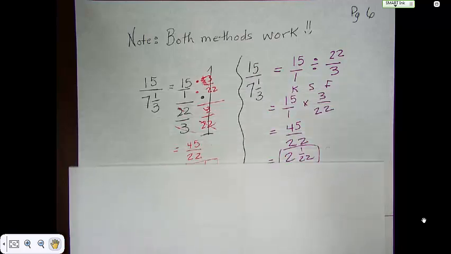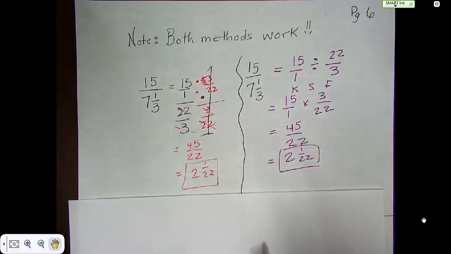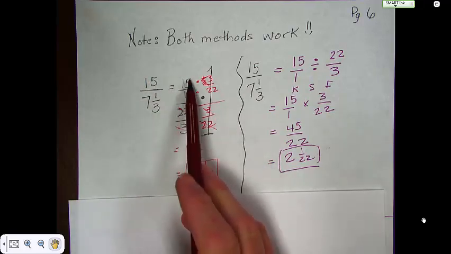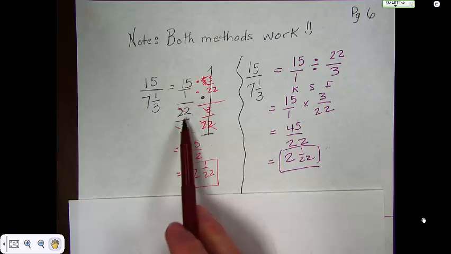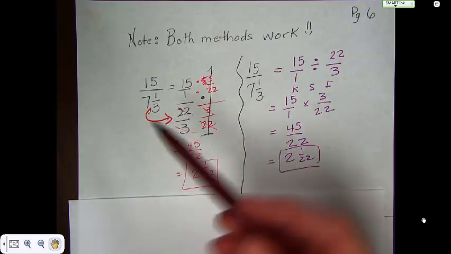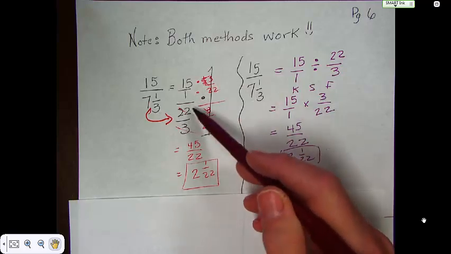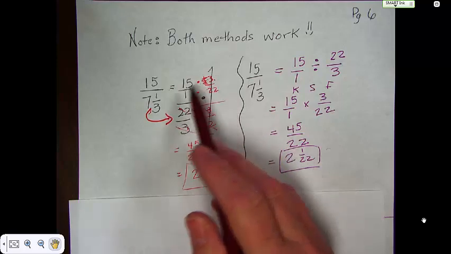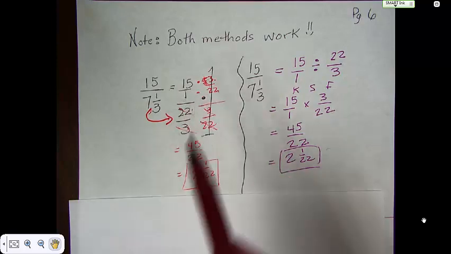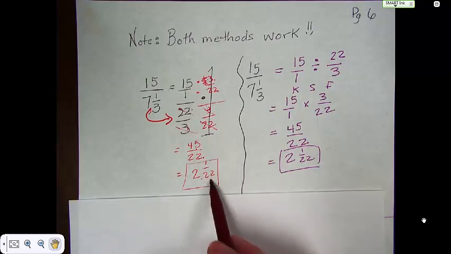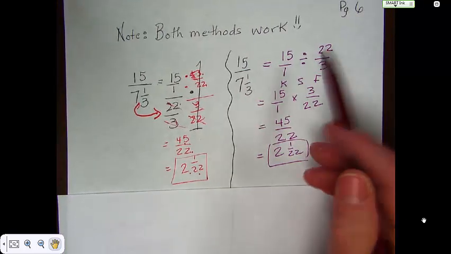Here's an example of using both methods and getting the same answer. Here's 15 over 7 1/3. 15 over 1 divided by 22 over 3. That's just changing this into an improper fraction. Multiply the top and bottom by the reciprocal of this. So this ends up to be 15 times 3, 1 times 22, which ends up to be 45 over 22, or 2 and 1/22.